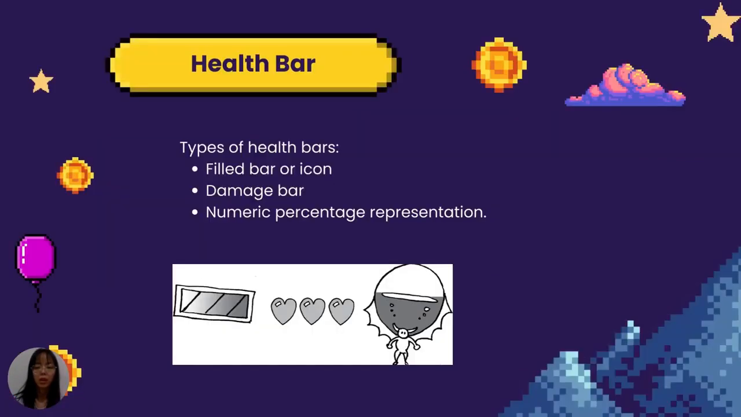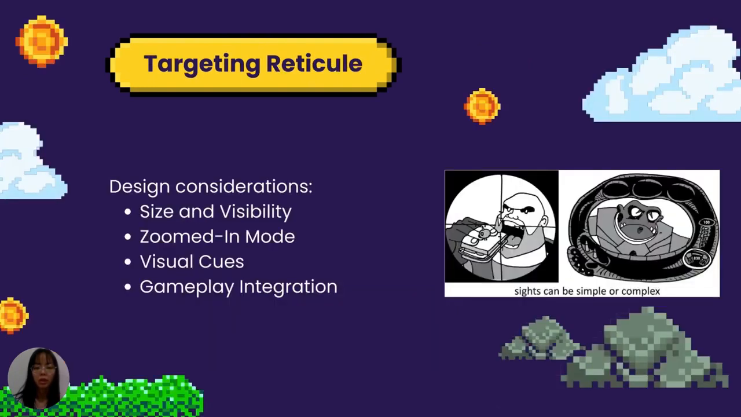Next is the health bar. The health bar represents how close players are to death or to restarting the game or level. It can vary from a filling bar or color-changing icon to a damage bar or number percentage, adjusted to the gaming style. Next is the target reticle. The target reticle helps the player to locate and or lock onto ranged targets, which is essential for shooting games. Here are some design considerations.